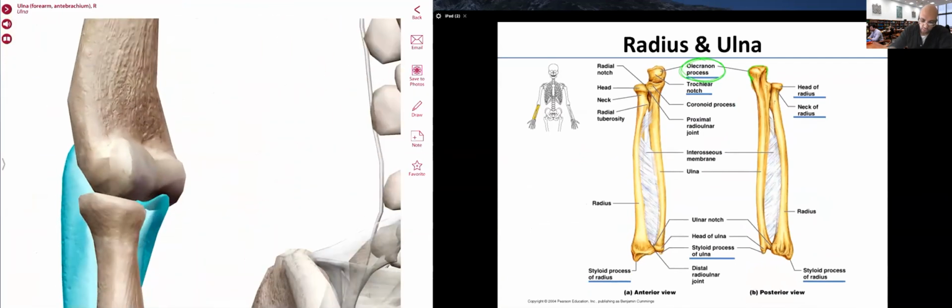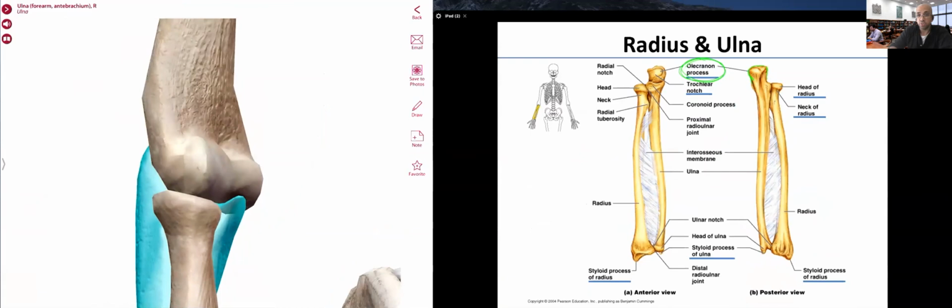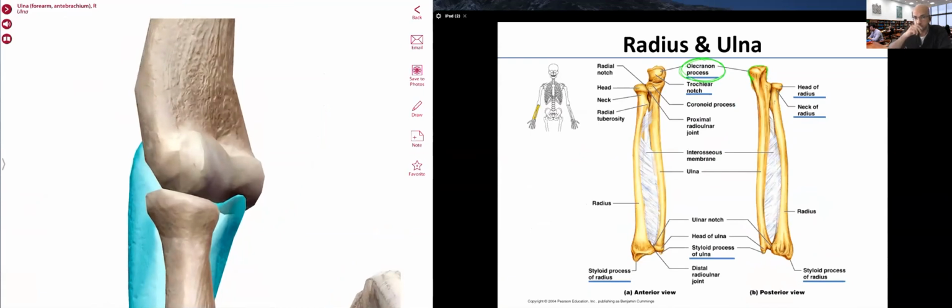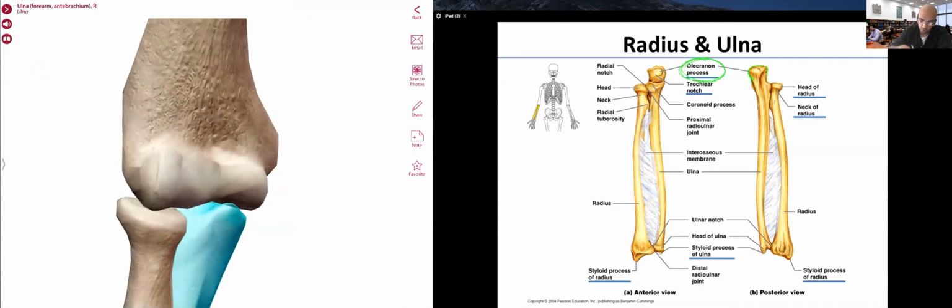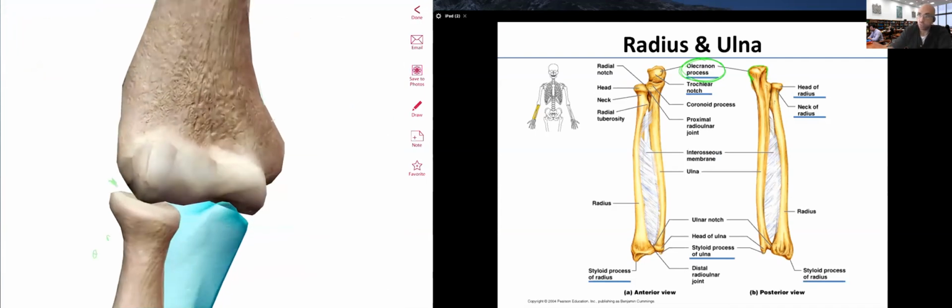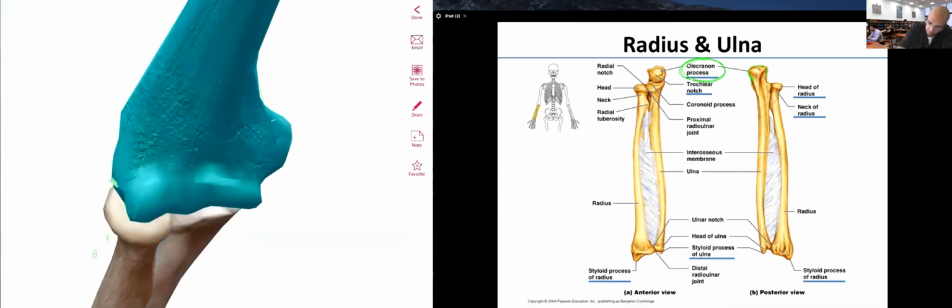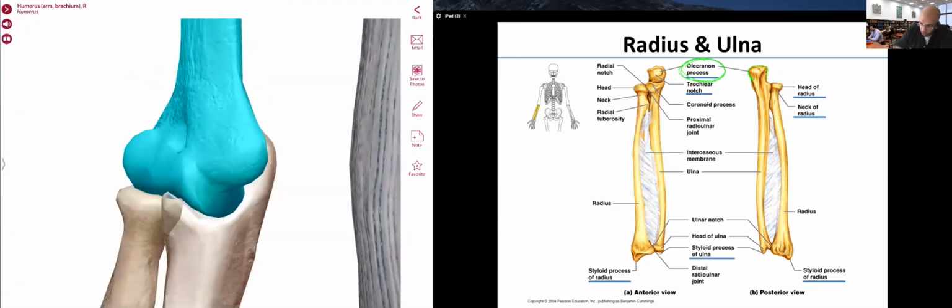So if we're looking here at the articulations between the lower end of the humerus and the radius and ulna, what you can see, I have three points of articulation. I have the capitulum articulating with the head of the radius. And I have the trochlea, this cylindrical shaped part, which is going to be articulating with this notch of the ulna.